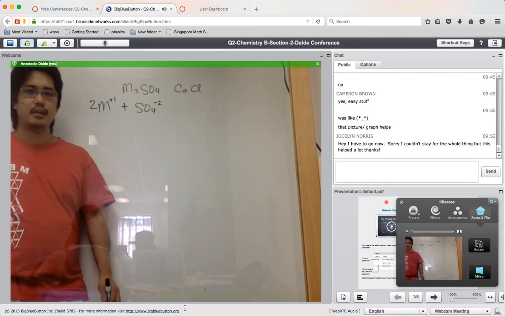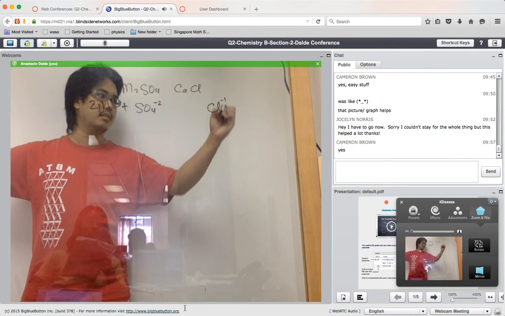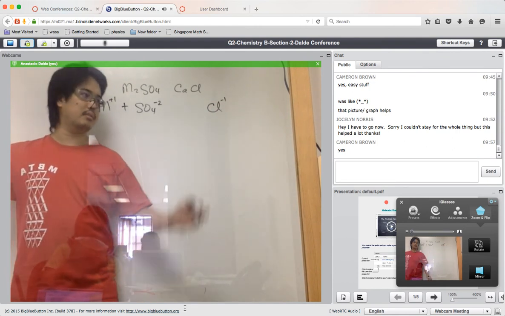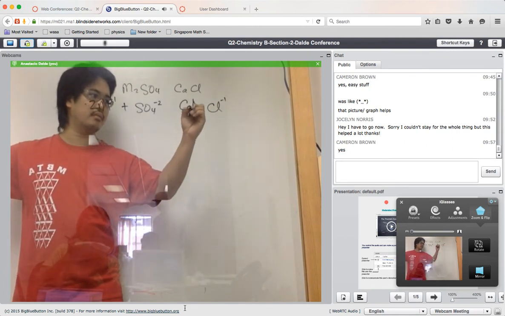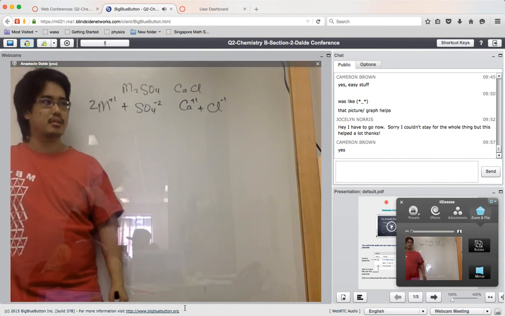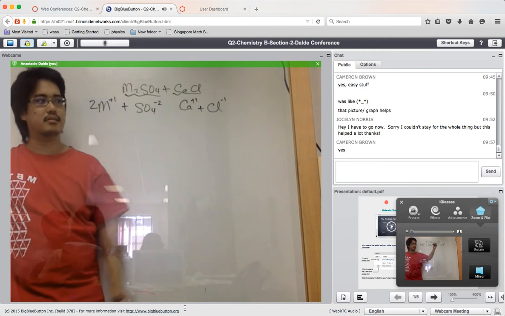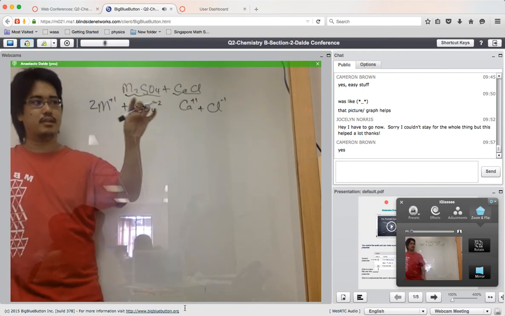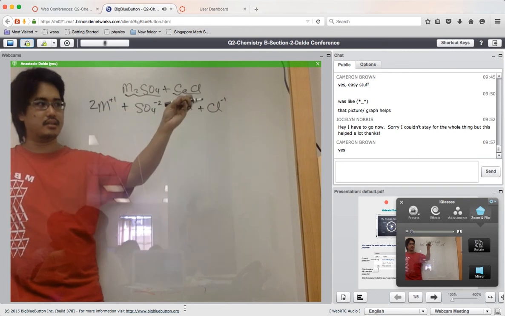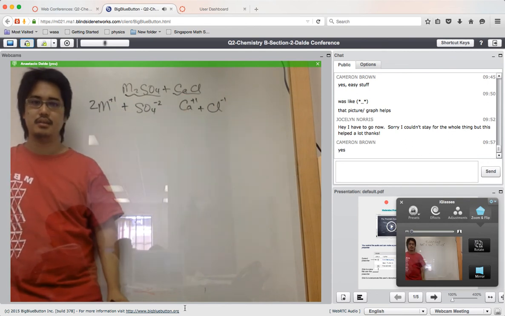All right. Calcium chloride, well, chlorine has a charge of negative 1. Calcium has a charge of positive 1. So I've got this substance here, and I'm adding it to this substance here. And when I put this in water, this thing breaks down into its ions, and this thing breaks down into its ions. Are we cool with that?